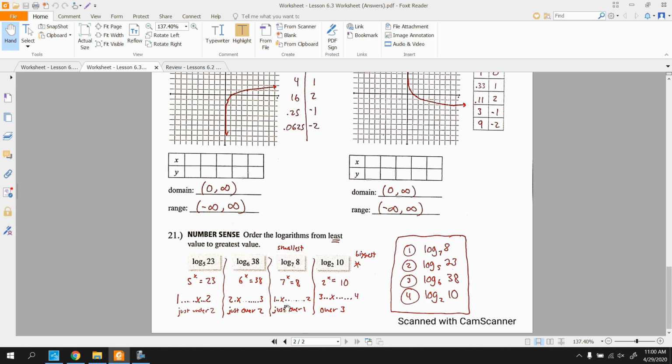This one's between 3 and 4, this one's between 1 and 2, this one's between 2 and 3, and this one's between 1 and 2. I can tell here that this one's a little bit closer to 2 versus this one a little bit closer to 1, so that's how I determined that this one was bigger than this one. So that ended up being your final order.